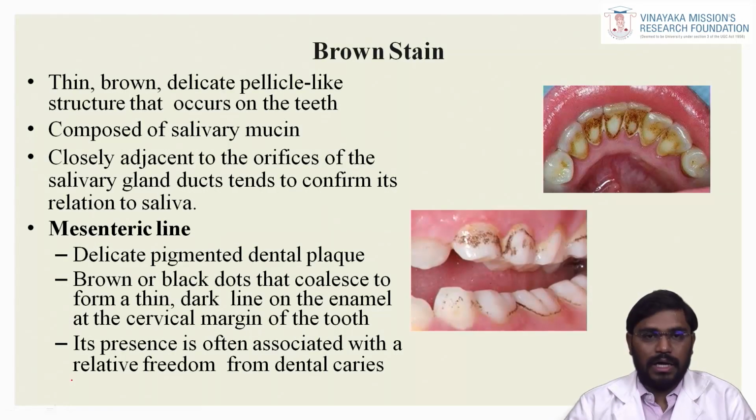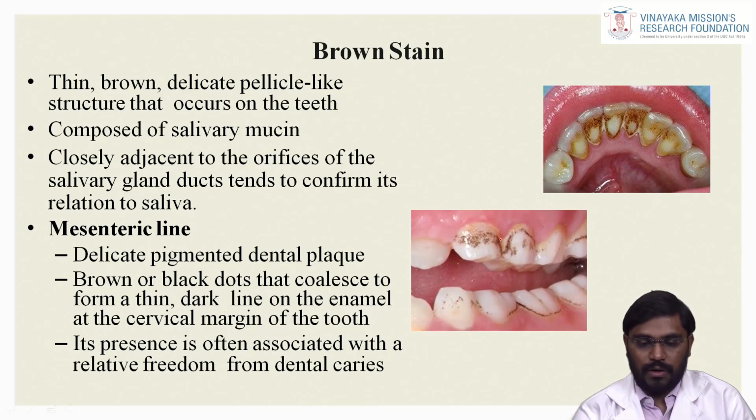Coming to the brown stain, it is a thin brown, delicate pellicle-like structure that occurs on the teeth. It is composed of salivary mucin, is closely adjacent to the orifices of the salivary gland ducts, and tends to conform to its relation to saliva. It is a pigmented dental plaque, brown or black dots that coalesce to form a thin dark line on the enamel at the cervical margins of the tooth. Its presence is often associated with relative freedom from dental caries. So usually there will be an absence of dental caries when these lines are formed. These lines are called mesenteric lines.